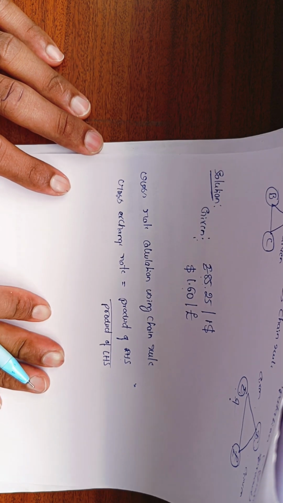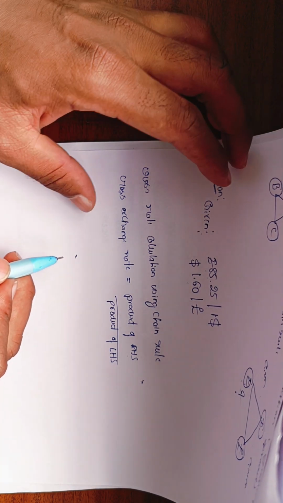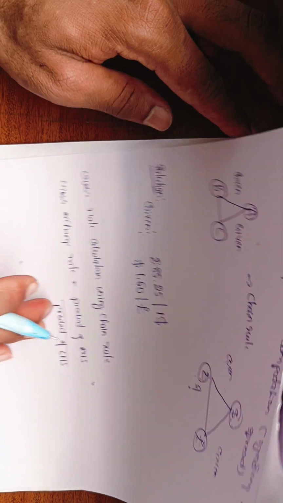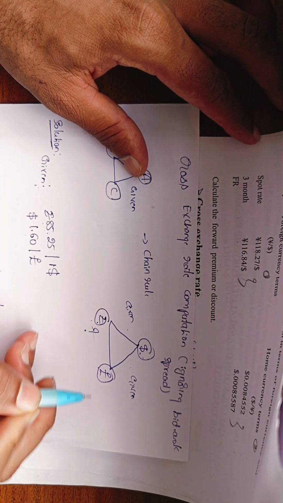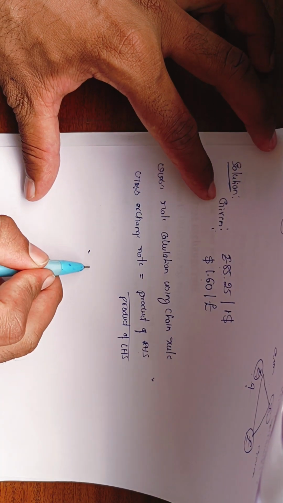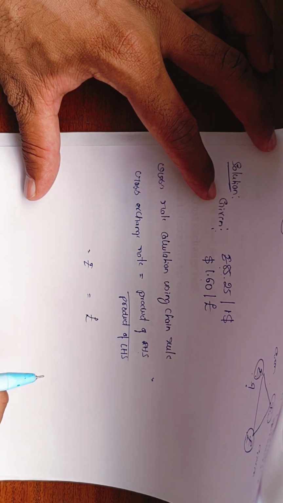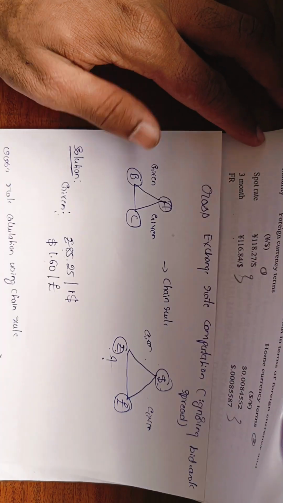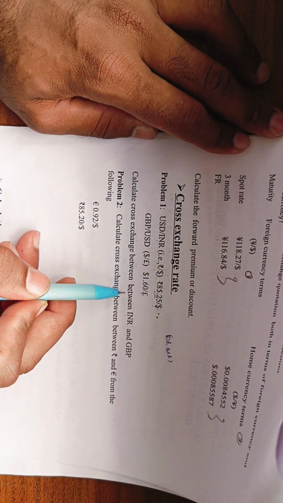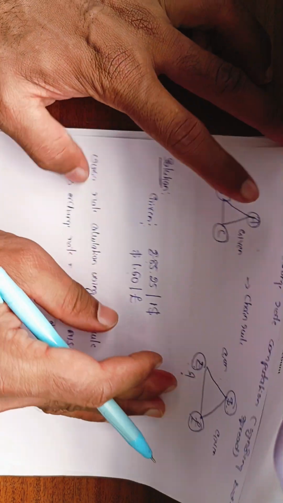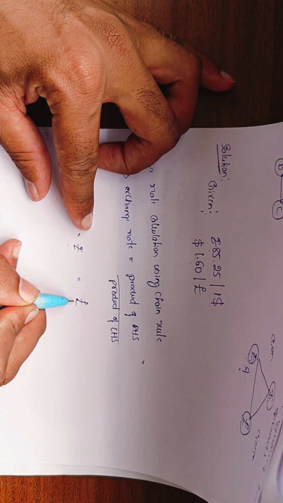Here now the concept is very much important. You need to be very clear with this concept, and first check what they told us to calculate. What we need to calculate is the exchange rate between rupee and pound. Rupee and pound are given in the question. We need to calculate the exchange rate between INR and GBP.